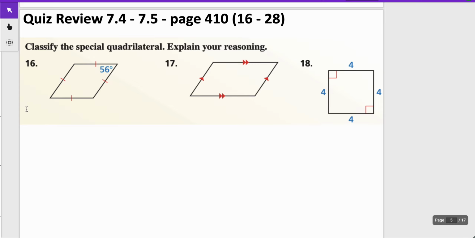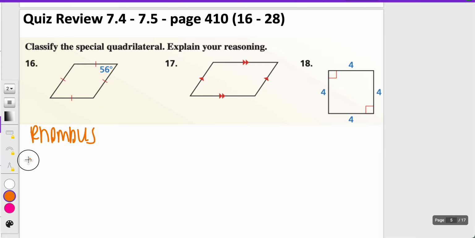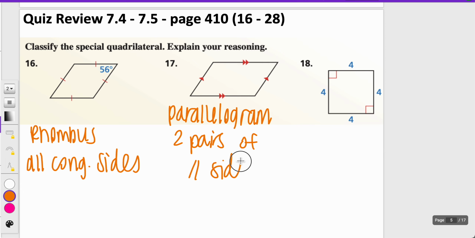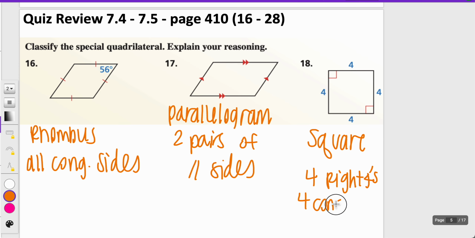The first one we see here is going to be classified as a rhombus, just because we have all congruent sides. Number 17 can be a parallelogram, because we have two pairs of parallel sides. And then number 18 can be classified as a square. We have four right angles and four congruent sides. Okay.